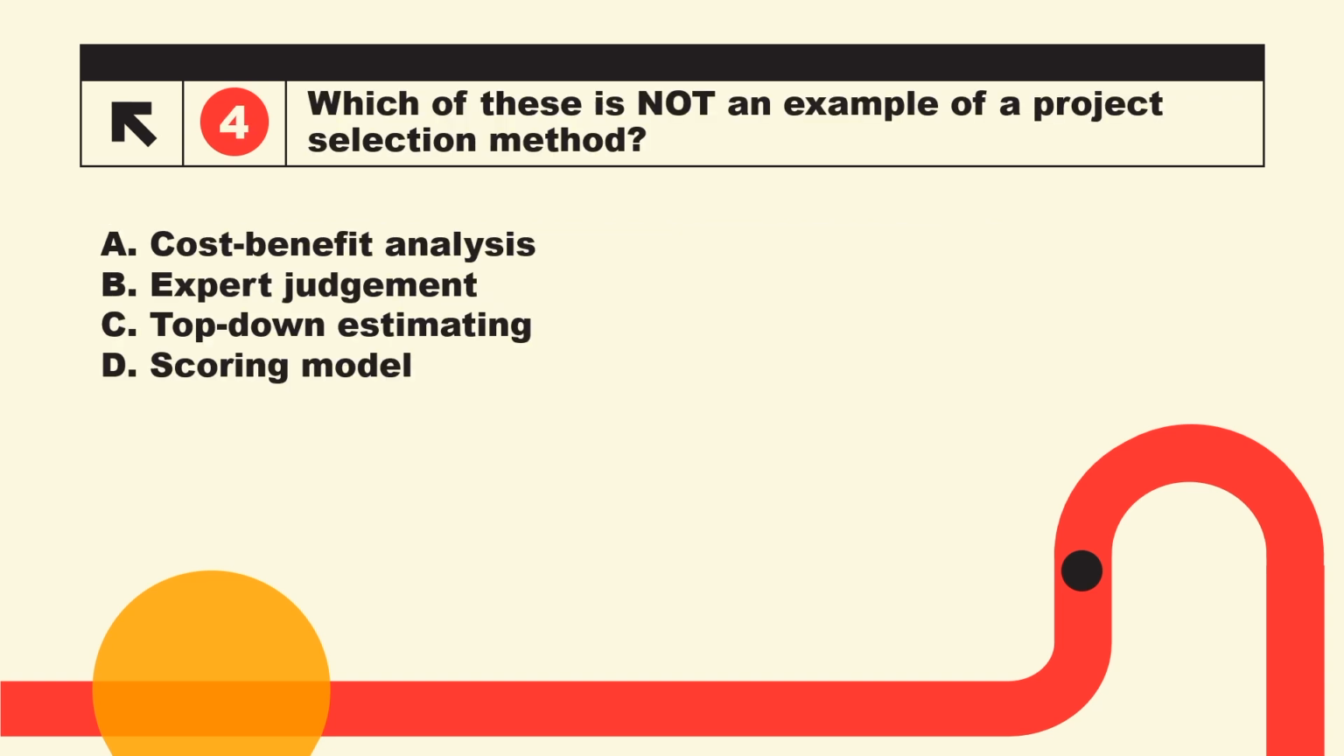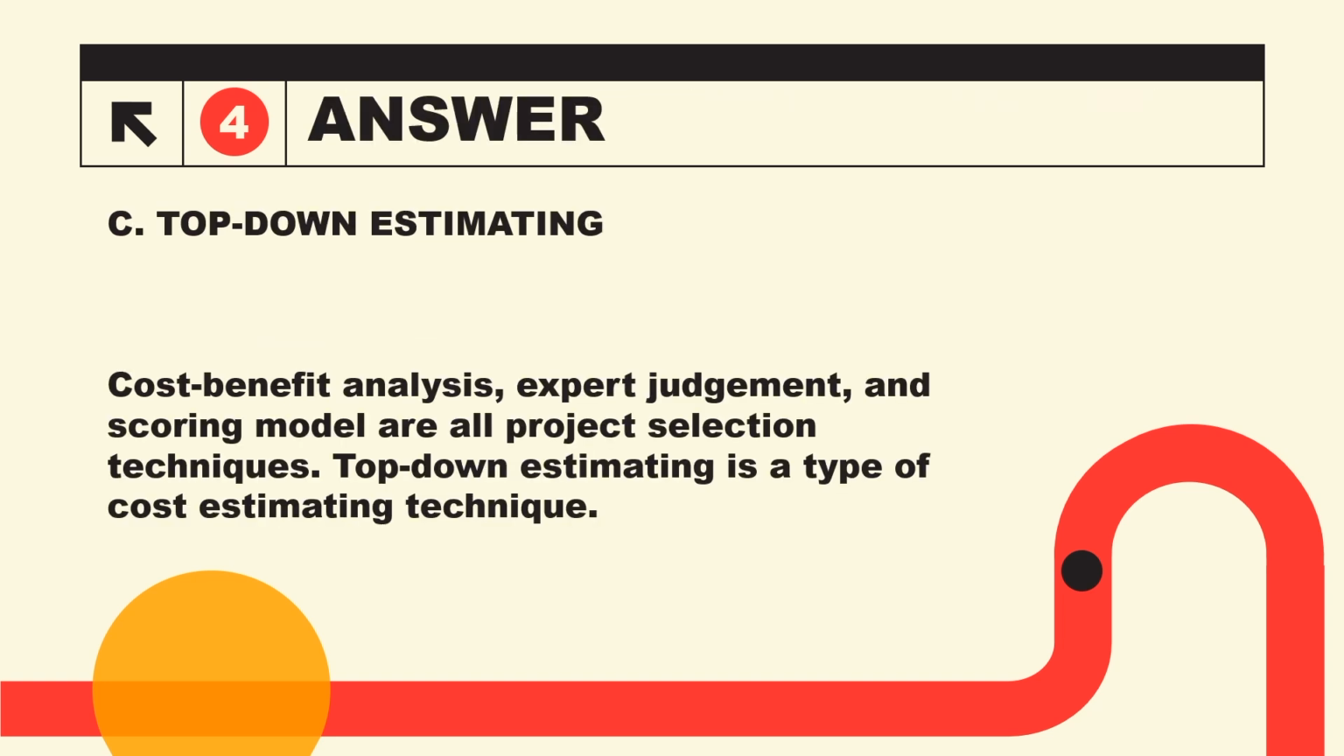Which of these is not an example of a project selection method? A, cost-benefit analysis. B, expert judgment. C, top-down estimating. D, scoring model. The answer is C. Top-down estimating. Cost-benefit analysis, expert judgment, and scoring model are all project selection techniques. Top-down estimating is a type of cost estimating technique.